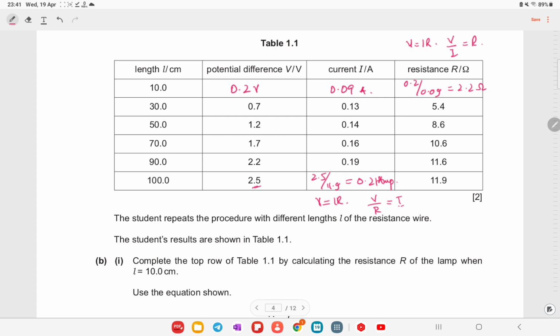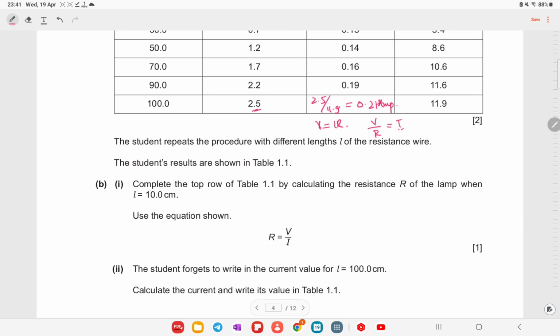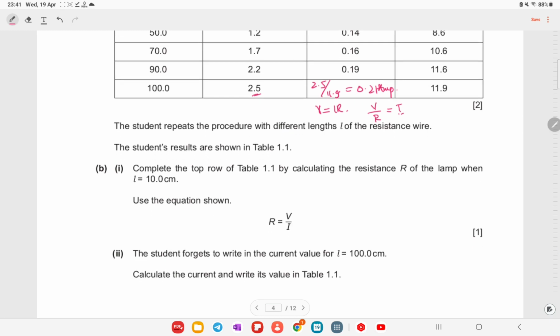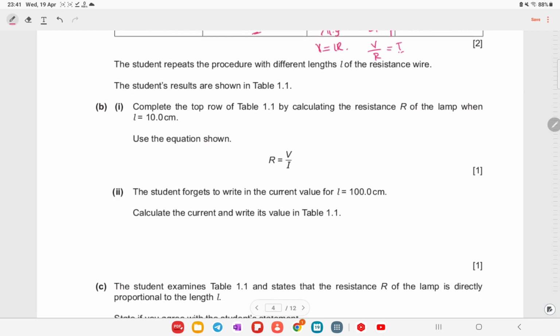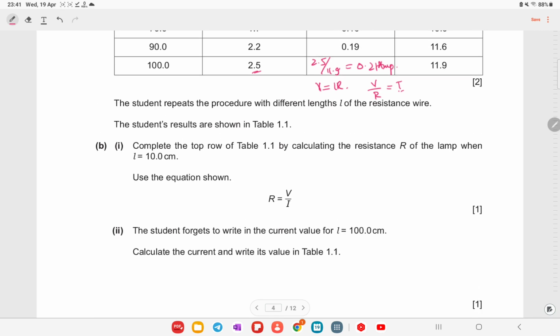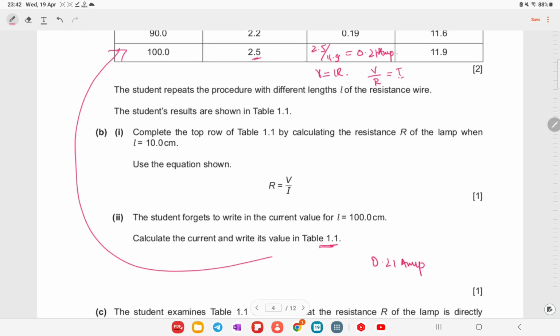The student repeats the procedure with a different length L of the resistance wire. The student's results are shown in table 1.1. Complete the top row by calculating the resistance of the lamp when L is equal to 10 centimeters. We have already done this question. Then complete the top row of table 1.1, calculating the resistance R of the lamp when L is equal to this, and the resistance is equal to this. The student forgets to write the current value for L equals 100. Calculate the current and write the value in the table. We have already done this, which is around 0.21 amps. Again, I have done the calculations, you can see that.